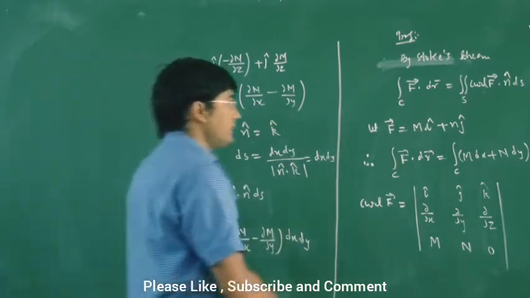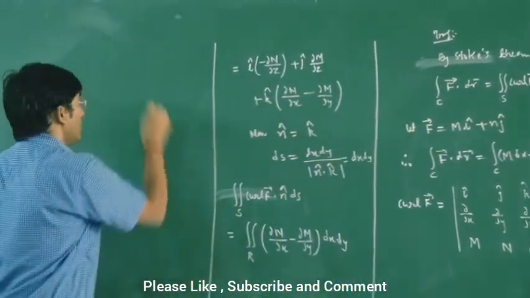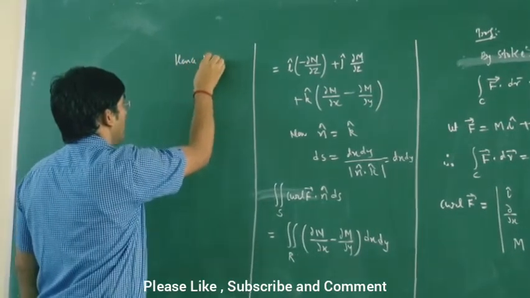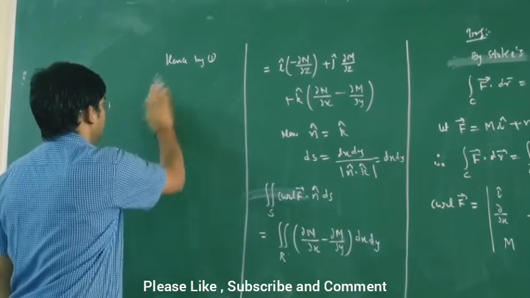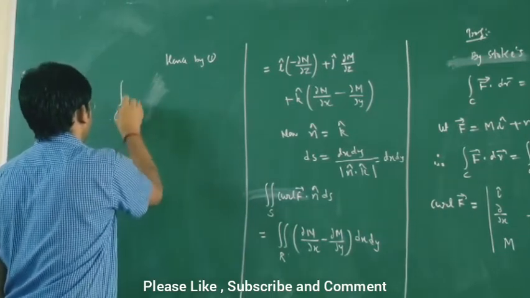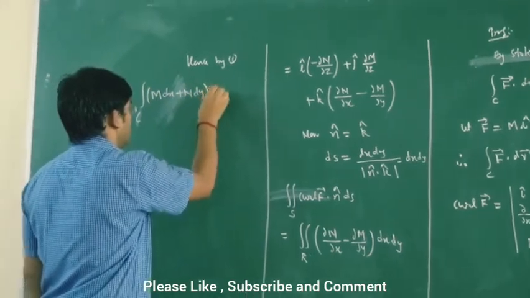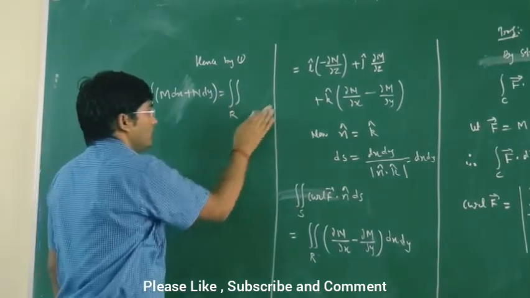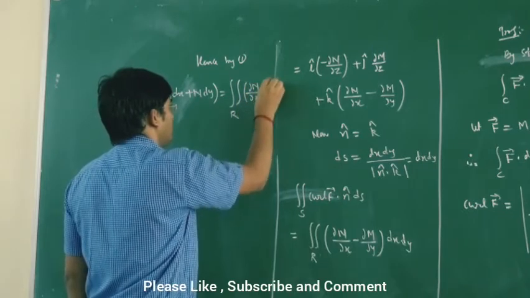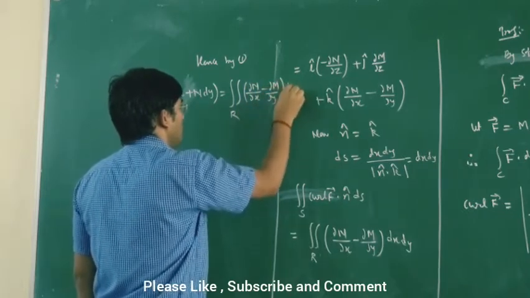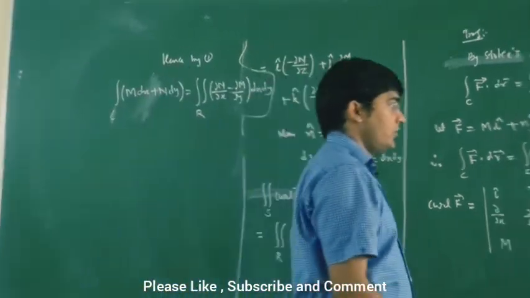So let us put these values in equation number 1. Hence by 1 you can see that your left hand side is equal to the line integral of M dx plus N dy, and your right hand side is equal to the surface integral over the plane R of (del N upon del x minus del M upon del y) dx dy. So this is your proof of this Green's theorem for plane.